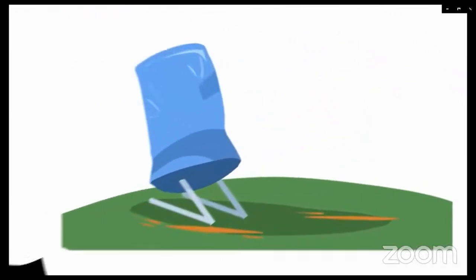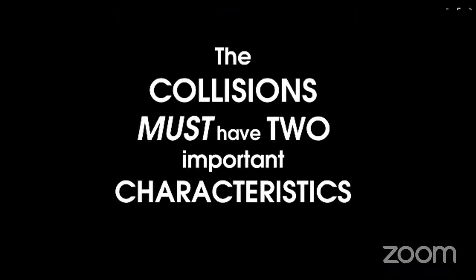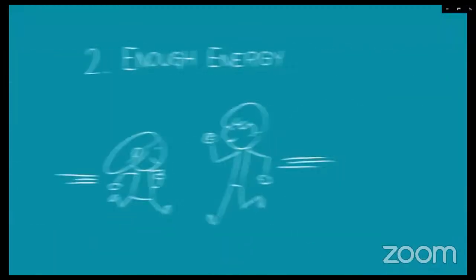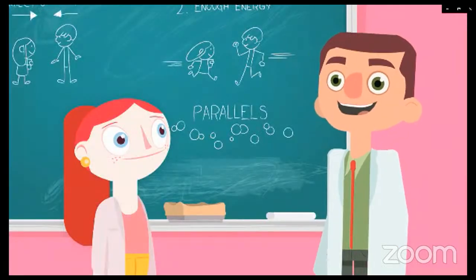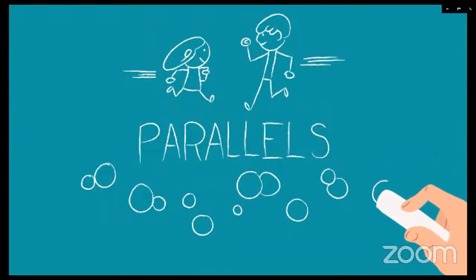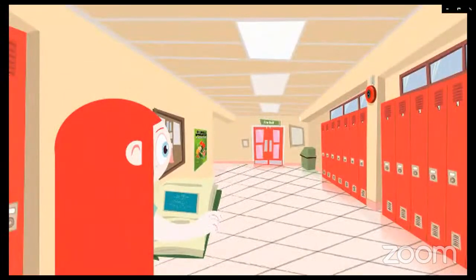Now, you're probably already aware that not all collisions lead to dates for the dance, thankfully. The collisions must have 2 important characteristics: 1, correct orientation that allows books to be knocked from one's hands, and 2, enough energy to knock the books out. Shortly after this incident, Harriet decided to tell me, her chemistry teacher, all about it. I noticed some interesting parallels between her story and chemical reaction rates, which happened to be what she was studying in the hallway the day of the collision.